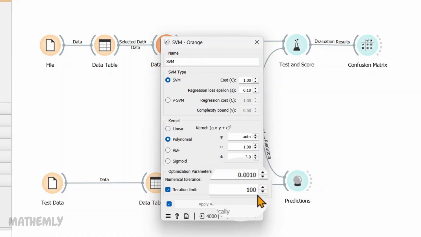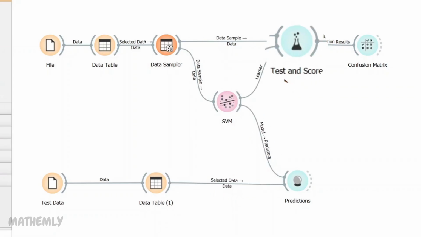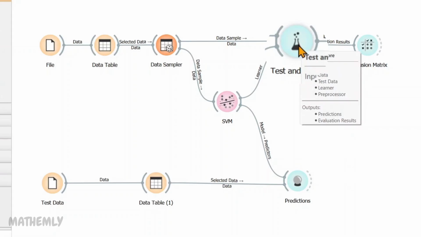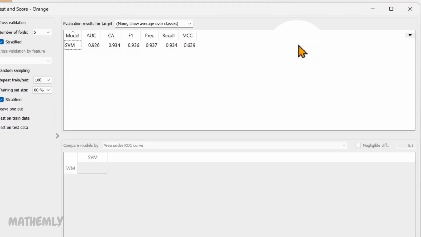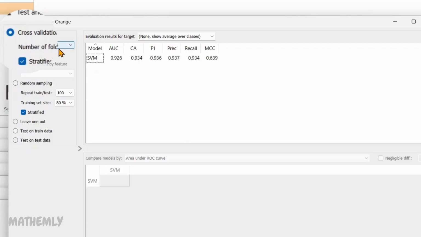This configuration allows the SVM model to effectively learn patterns in the dataset and make predictions on unseen data using a polynomial decision boundary. Once the support vector machine model is trained, it is crucial to evaluate its performance. The Test and Score widget in Orange Data Mining provides a detailed assessment of how well our model predicts whether a customer will accept a personal loan or not. The model is tested using 5-fold cross-validation, meaning the dataset is split into 5 parts, and the model is trained and tested multiple times to get a more reliable accuracy estimate.